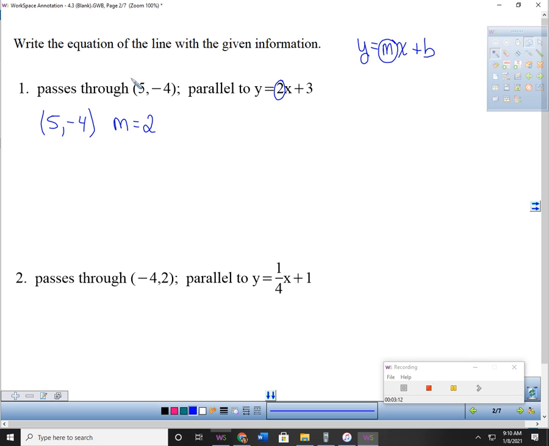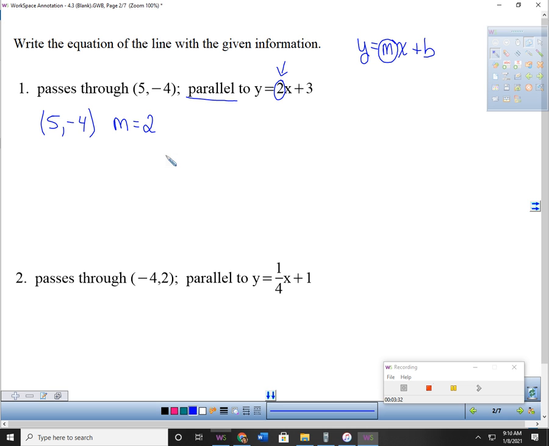I'm going through this point, okay? I have a line that's going to go through this point, and it's going to be parallel to this line. I already know the point I'm going through, right? But I need to know my slope, and they told me that I'm parallel to this line, which means my slope is going to be the same. All right? Now I have my information, and I can write my equation.